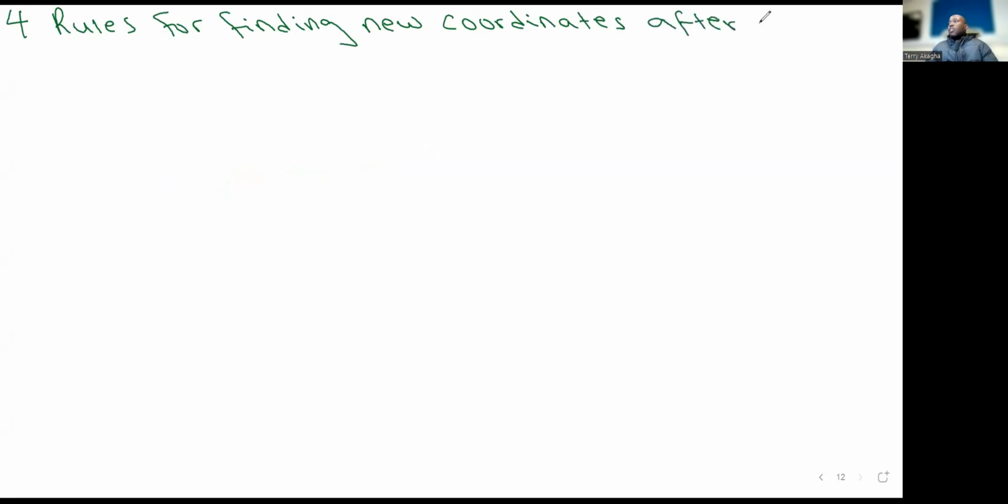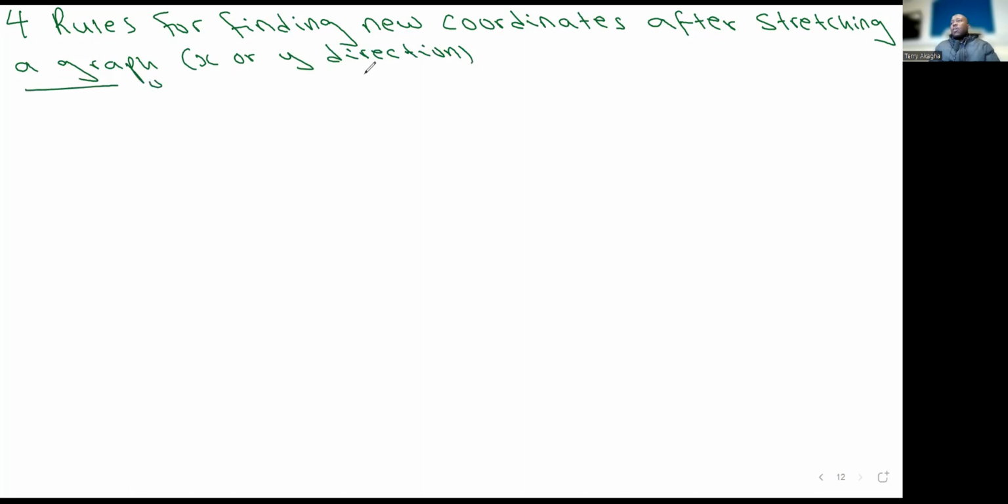All right, so I have 4 rules of doing this. So I'm going to write it here: 4 rules for finding new coordinates after stretching a graph, so it could be either in the X or Y direction, okay? So how do you find a new coordinate after stretching a graph, either in the X or in the Y direction? Okay, how do you do this? All right, get this out of the way so it'll be easy for me to write.